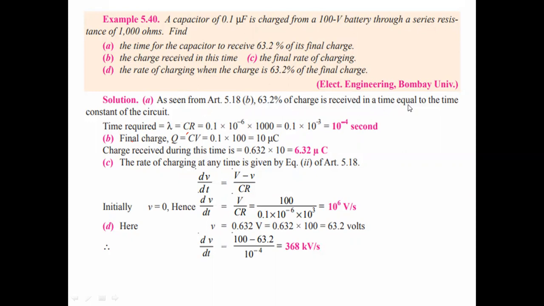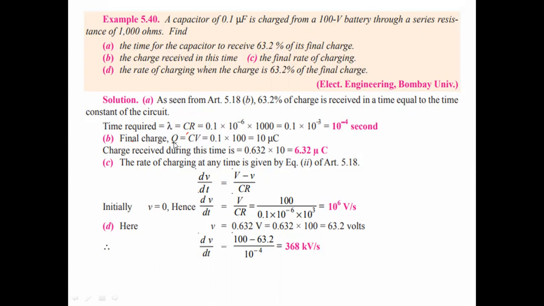63.2% of charge is received in a time equal to the time constant of the circuit. We have already said that the time constant is nothing but the time where the capacitor is charged to 63.2% of the maximum value. So that's why the time required, that is the time constant lambda, is equal to CR. This is because they asked for 63.2% of its final charge. First one is the time constant.